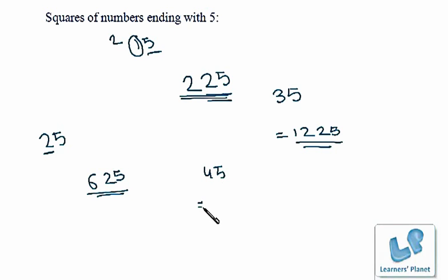Now we'll find 45 square. Again we'll put 25 as it is. Now 4 will be multiplied with the number that comes after it. So that's 5. So 5 into 4 is 20. So 20 will be here as it is. And this is the square of 45, 2025.